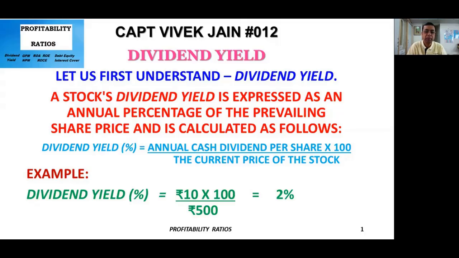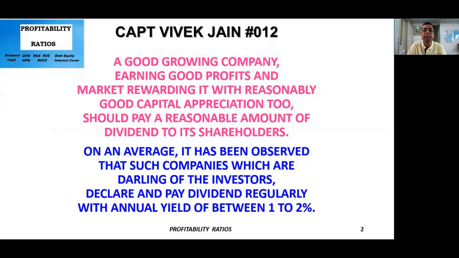1 to 2% up to 3% is the normal dividend yield that one can expect from a good company's share at the prevailing market price. A good growing company earning good profits and market rewarding it with reasonably good capital appreciation also should pay a reasonable amount of dividend to its shareholders. On an average, it has been observed that such companies, which are darlings of the investors, so to speak, declare and pay dividends regularly with an annual yield of between 1 to 2% or maybe up to 3%.